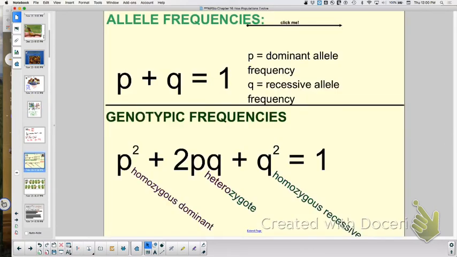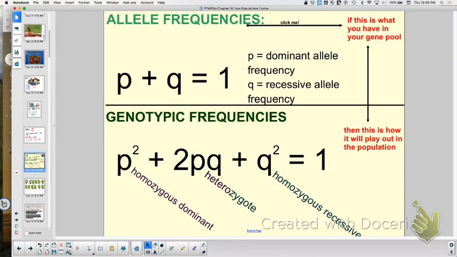P plus Q equals 1. P is the dominant allele frequency. Q is the recessive allele frequency. This right here is our allele frequency, how often the allele comes up. And then how that plays out in your population, that's this, the genotypic frequencies.